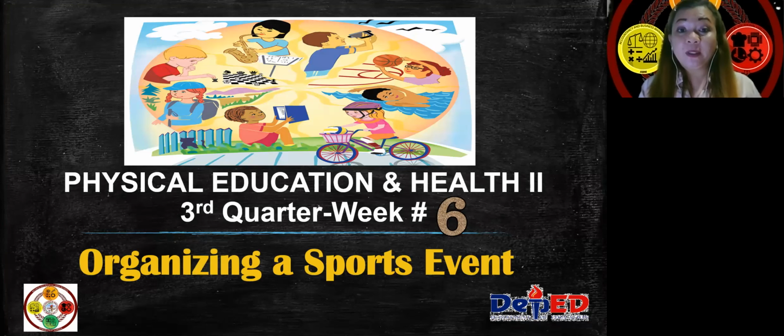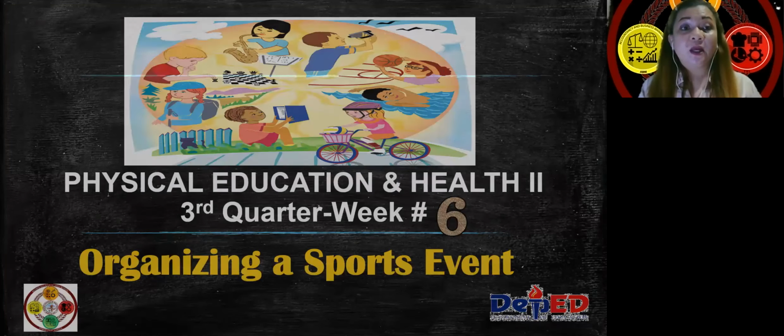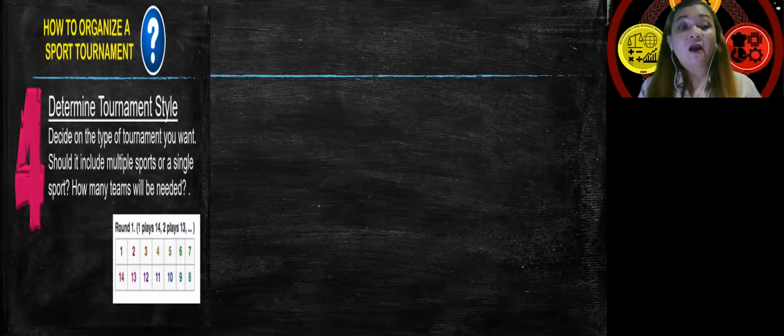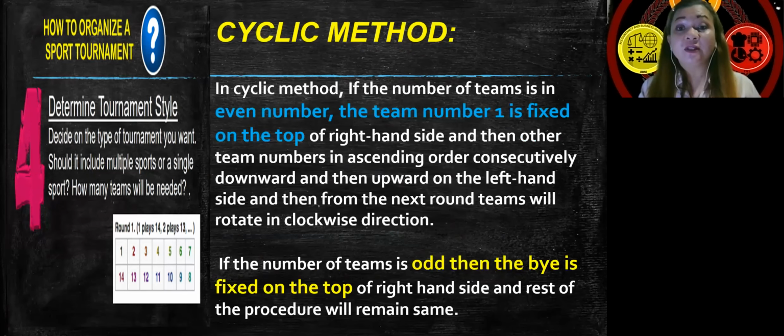And this morning, our topic is organizing a sports event. There are 10 ways on how to organize a sport tournament, the fourth of which is determine tournament style. But before that, let us first try the cyclic method.